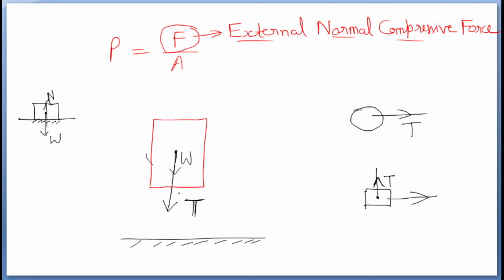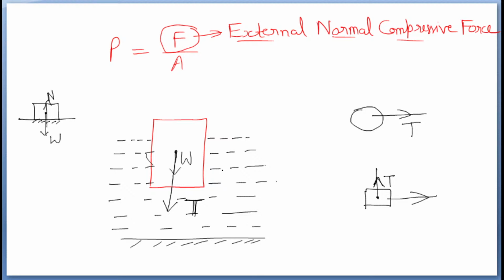W and T. One force is remaining, known as buoyancy force. Why buoyancy force? Because this body is in a fluid environment, meaning here there is a surrounding fluid. So this fluid applies a buoyancy force. This is my fluid and this fluid is applying buoyancy force.